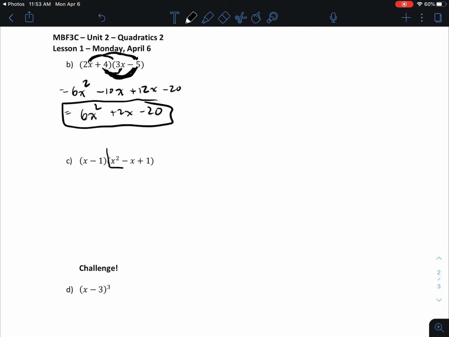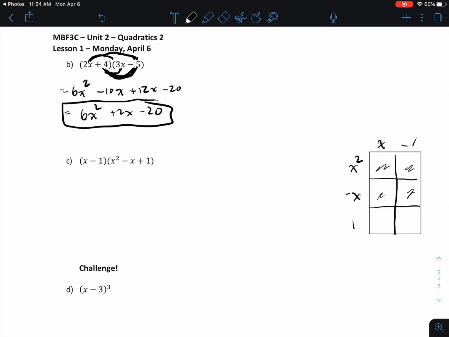Now the next one's a little bit trickier because I see here, this doesn't look like a binomial like this one does. It's a trinomial. This is maybe where the table method comes in. I'll set the table up for you if you want to use the table method here, but your table is going to look something like this instead. I'll continue to use the rainbow method here because I think it's a little bit faster, but you could set up a table where you have x squared, negative x, and positive 1. You could go x minus 1, and you just fill in the middles with the multiplication and then collect the like terms, right?